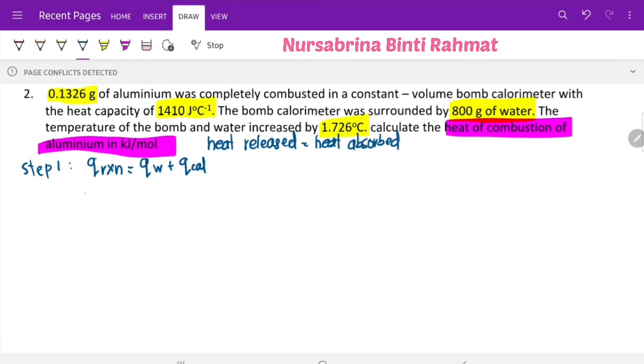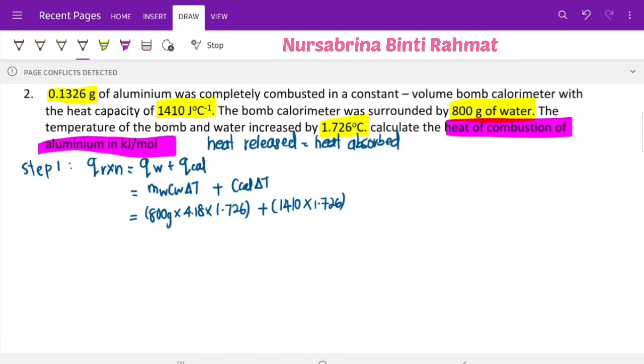Okay, so the Q reaction is referring to the heat of the combustion of aluminium. Okay, so Q water is m w c w times delta T plus C calorimeter times delta T. So the mass of the water is 800 gram times 4.18 times the temperature change, which is 1.726, plus, okay, our heat capacity of the calorimeter is 1.1410 joule per Celsius times the temperature change of 1.726.